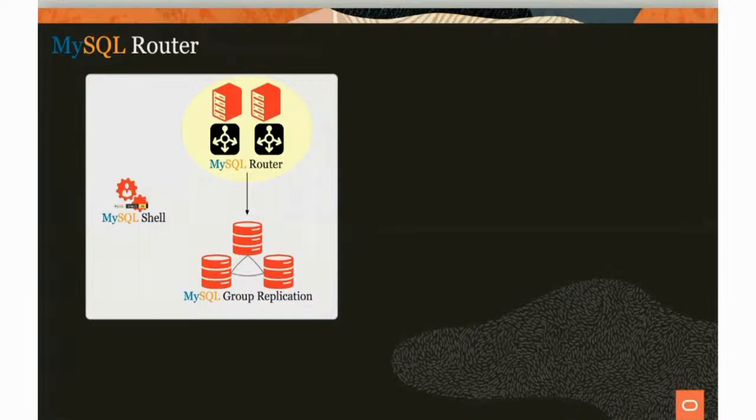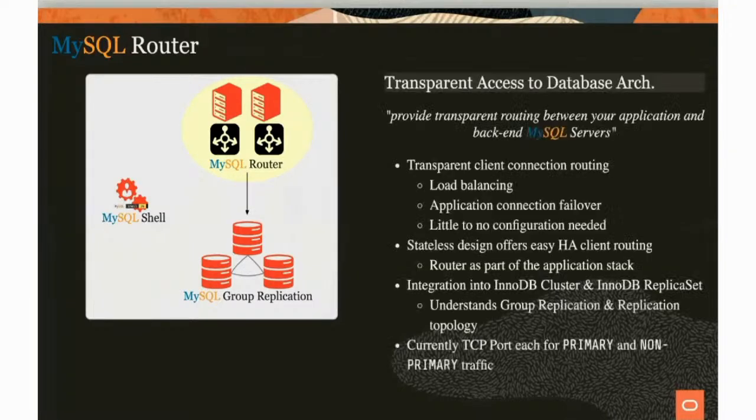So let's talk a bit about Router now, and Router is the second part of it. This is the transparent way to get from the application to the database. The application is configured to connect to the router, and the router will redirect to the group replication member necessary. Currently, MySQL Router is a kind of TCP-based load balancer.